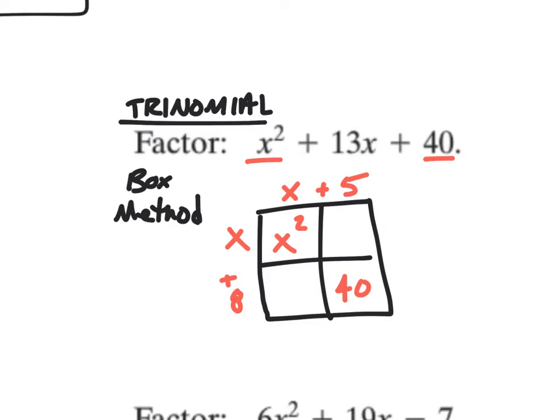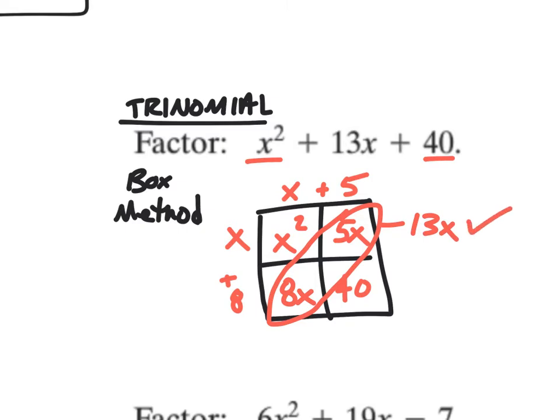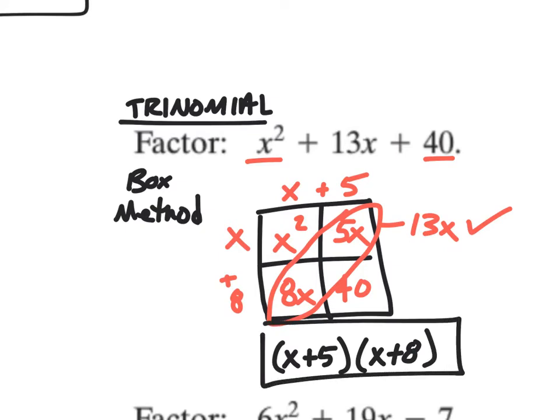So what's going to go in this box is going to be 5x. What's going to go in this box is going to be 8x. Okay, and when I combine those boxes, I'm going to get 13x. Therefore, this is done, and this is correct. Now, this factors to just what I have above my box and on the left side of my box, which is going to be x plus 5, and then x plus 8. And that's it. That's all I'm doing.